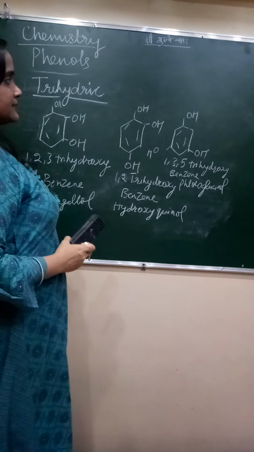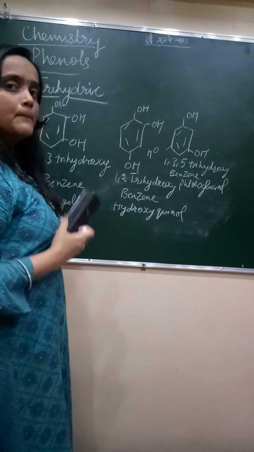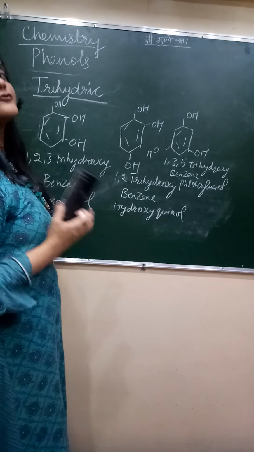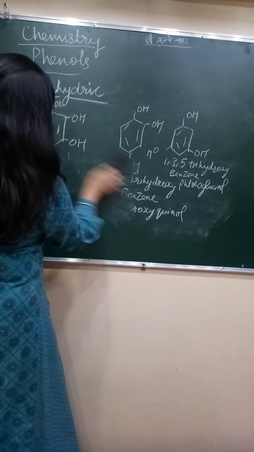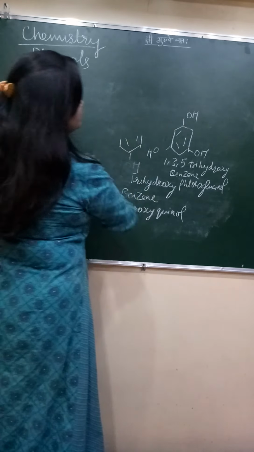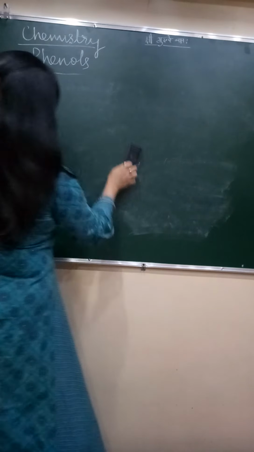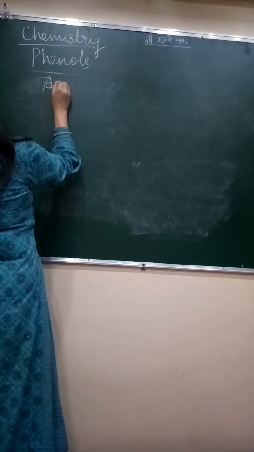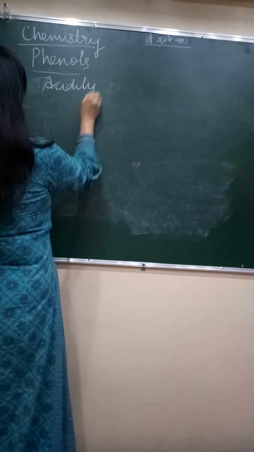So this was the classification of phenol: monohydric, dihydric and trihydric. It is completed now. Now we come to the next topic. The next topic is the acidity of phenol.